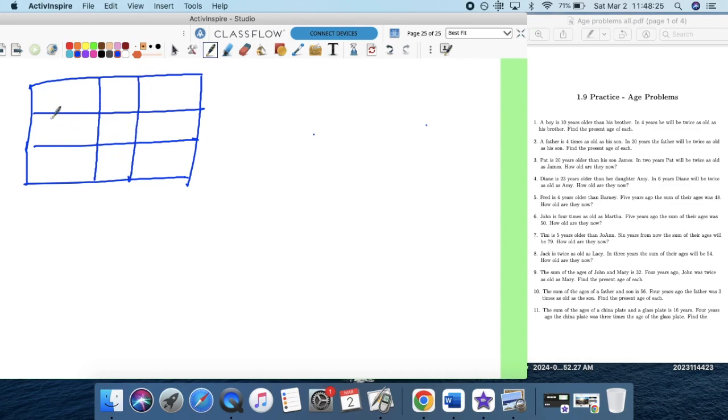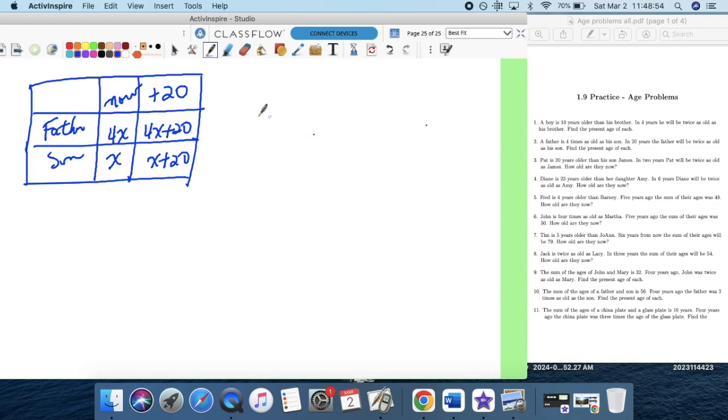What do we have here? Father and a son. Currently the father is 4 times as old as his son, so the son is x, the father is 4x. We need their ages in 20 years, so I'm gonna do plus 20 over here. So the father in 20 years is going to be 4x plus 20, and the son is going to be x plus 20. Now I can use that information to set up my equation.